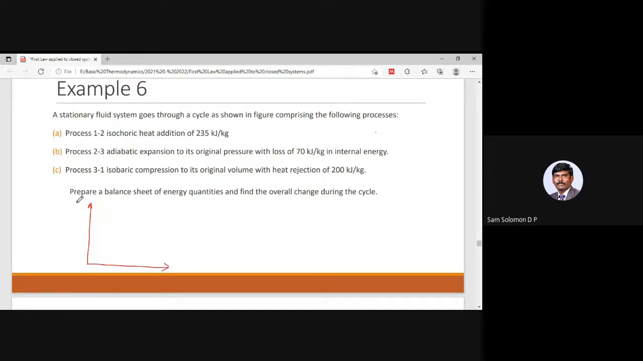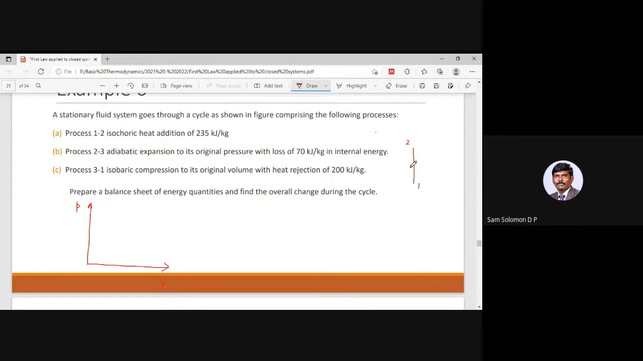So this is isochoric heat addition, which means because it is isochoric, it is supposed to be a vertical line. Where should I put 1? Where should I put 2? It is heat addition, which means the pressure will increase when heat is added. So it should be like this. So this should be by isochoric heat addition.